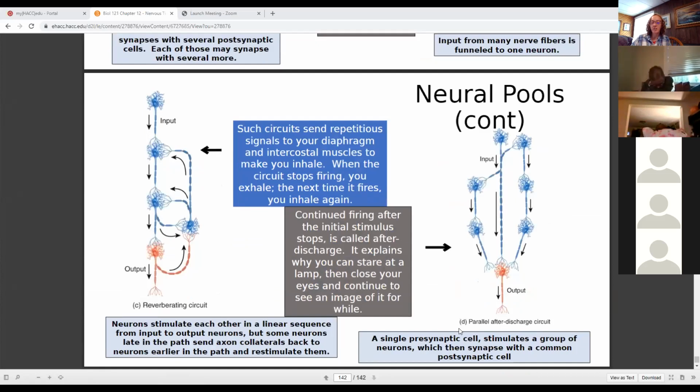A reverberating circuit is where the neurons are going to stimulate each other in a linear sequence. Some postsynaptic neurons are going to put out axon collaterals. Remember axon collaterals from the very beginning of this chapter. They are going to put out axon collaterals that can go back to earlier neurons in the pathway, synapse on them, and re-stimulate them.